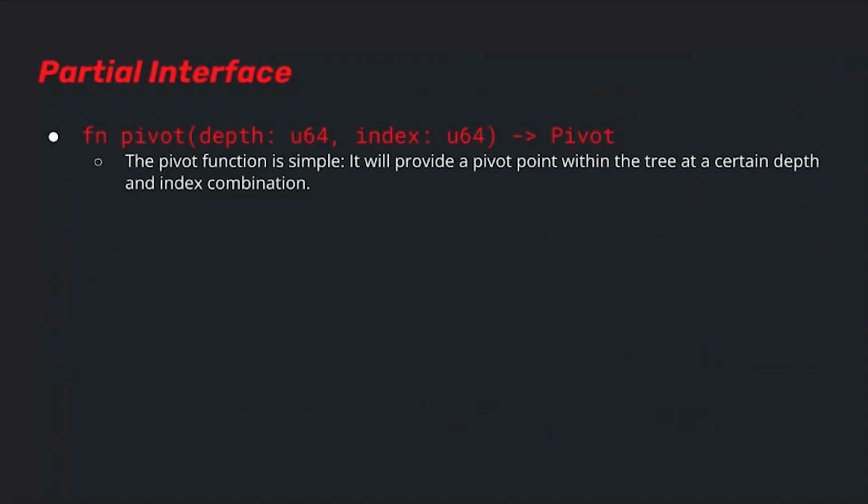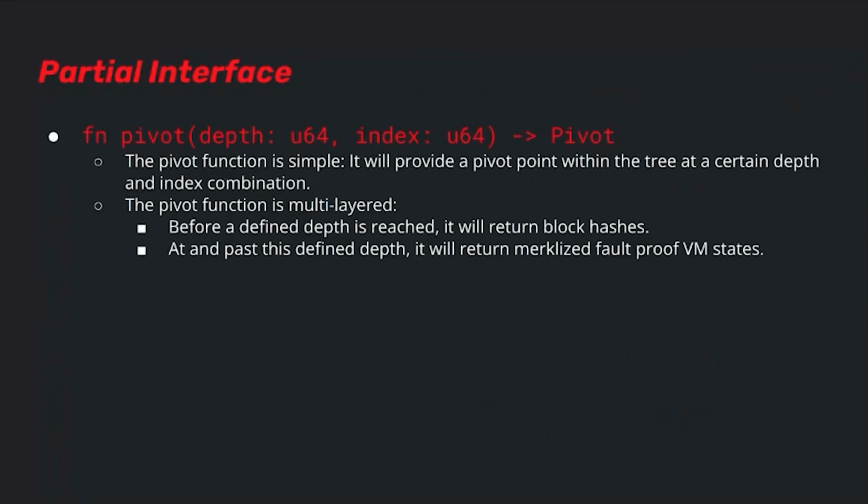So the pivot function is really simple. It will provide a pivot point within the tree at a certain depth and index combination. The pivot function is also multi-layered, which allows us to compose these two games together. Before a defined depth is reached, it will return block hashes. That's the block hash bisection game. Past this defined depth, it will return a Merkleized fault-proof VM state, and that enters the execution trace bisection game.